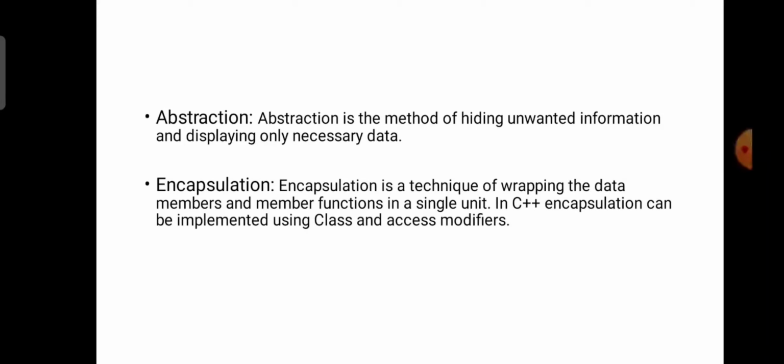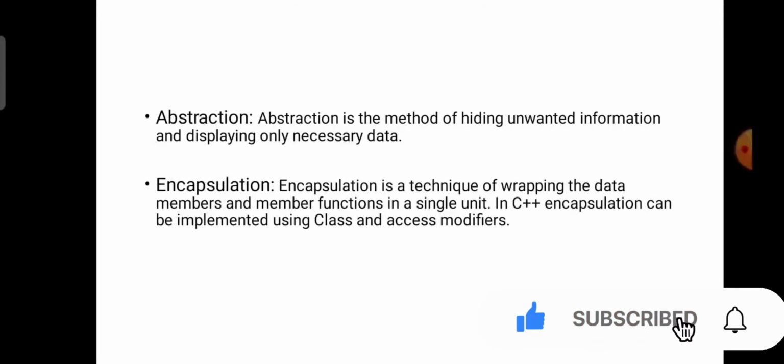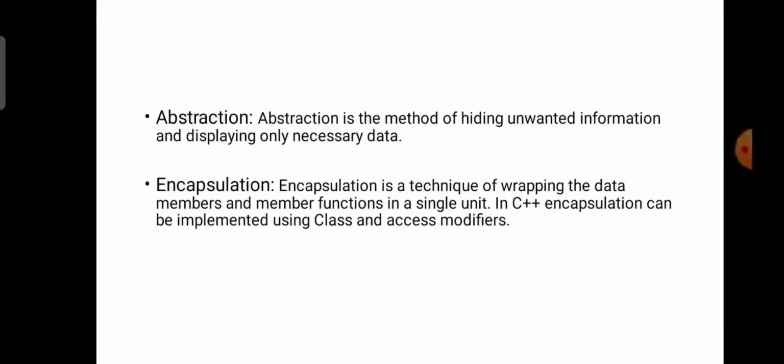So taking an example of a man driving a car. A man only knows that pressing the accelerator will increase the speed of the car, or applying brakes will stop the car. But he does not know how, by pressing the accelerator, the speed is actually increasing. He does not know about the inner mechanism of the car for the implementation of accelerator, brakes, etc. This is what abstraction is.